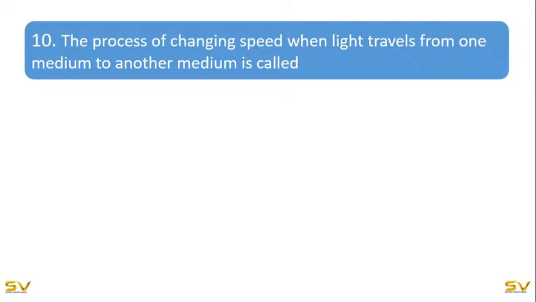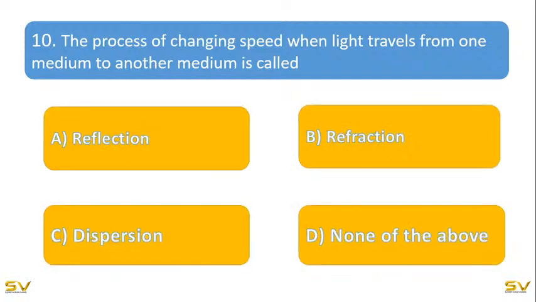Very good. So the 10th one. The process of changing speed when light travels from one medium to another medium. Definitely you will tell the correct answer. No need to wait for the options also. I hope you will all type the correct option only. It's reflection, refraction, dispersion, none of the above. Just now we discussed that when it is moving from one medium to another medium, speed changes. So what is that phenomenon called?